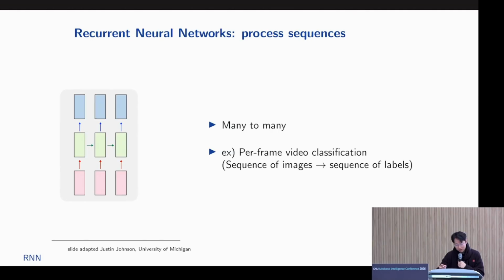Or you could do something more complicated. You could do per-frame video classification. So you're given a sequence of images, and you want to output a sequence of labels individually for each frame.